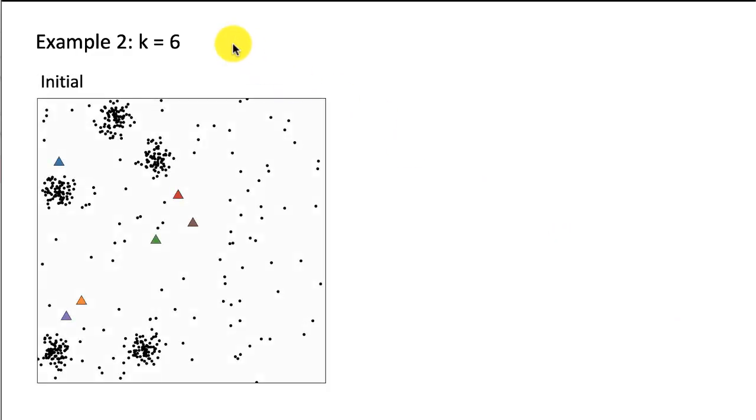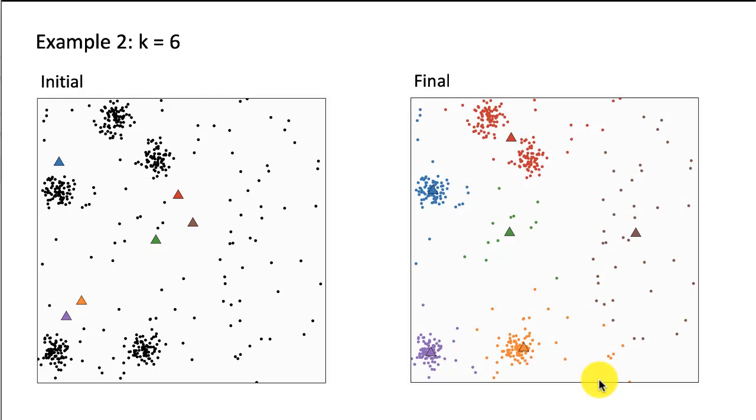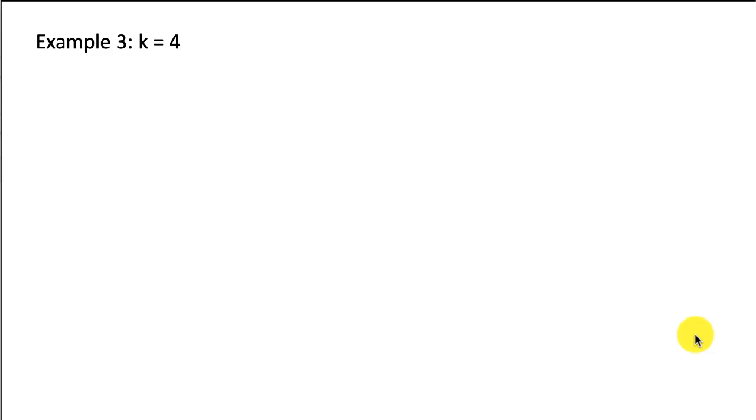Here we've taken k equal to 6 for the same set of points. Okay, and again, initially it randomly put up the points. This time it put them here. Okay, and the final one turns out to be this. Notice how it identifies the clusters pretty well. Okay, just through a mechanical process of adopting this k-means clustering approach.